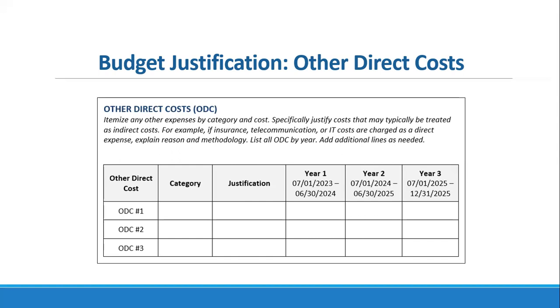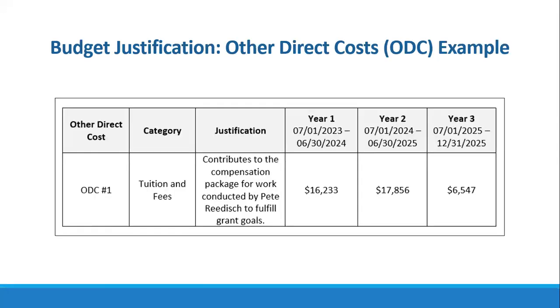So as we talked about before, this other direct costs section is a bit of a catch-all for things that don't fall neatly into the categories listed in the rest of the budget table. And here, the justification table is similarly broad. So we'll give some examples of what these things look like.